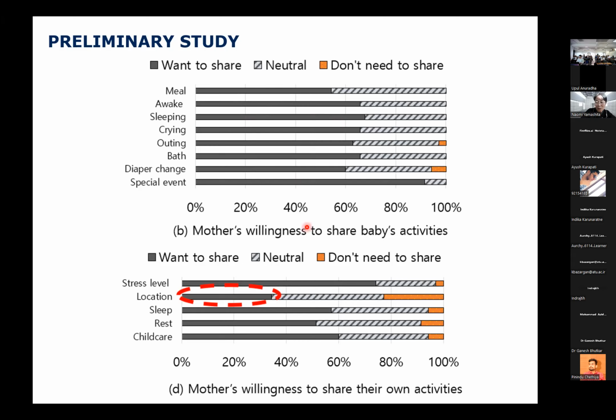And they also expressed a desire to communicate their stress level with their husband. This is pretty high. So that the husband can improve their understanding of the significant burden and stress associated with childcare. And it was kind of funny to see that the wives were less willing to share their location with their husbands. And I wonder why. But yeah, this was the case.